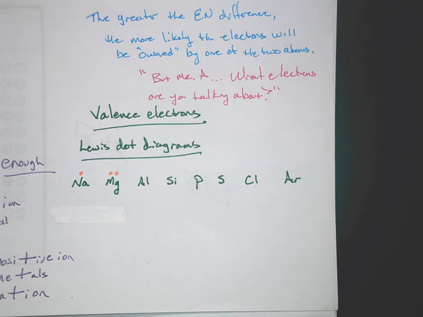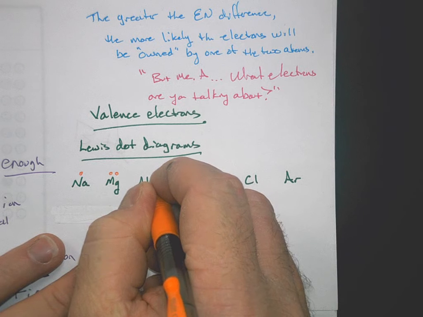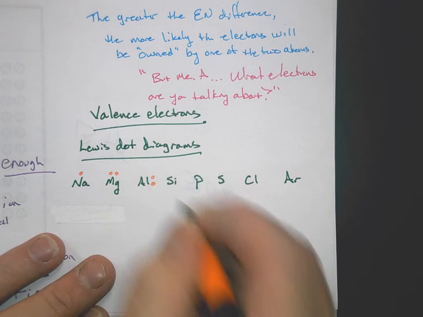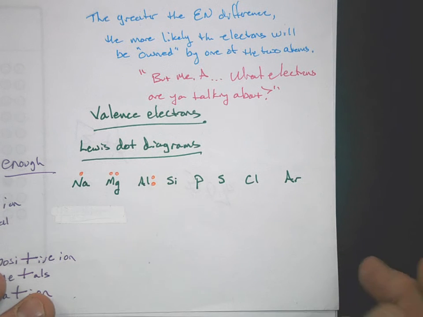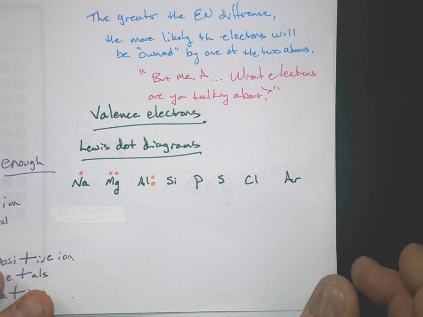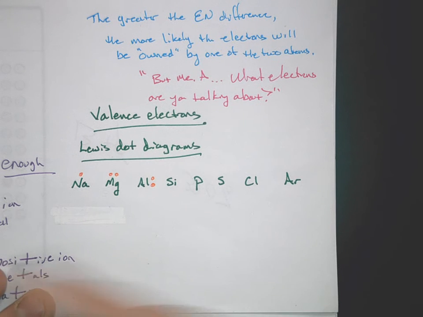Okay. All right. How about aluminum? 3. Hey, there's a pattern here. So, aluminum, we draw our first 2 together. I chose east this time. And then the next one can go in any one of the other 3 spots.